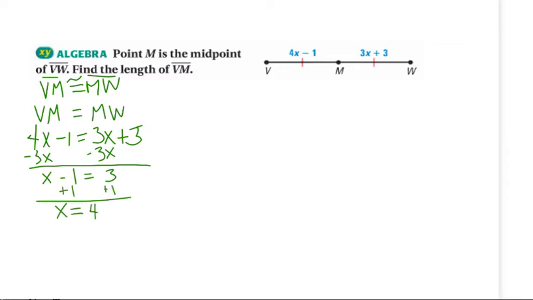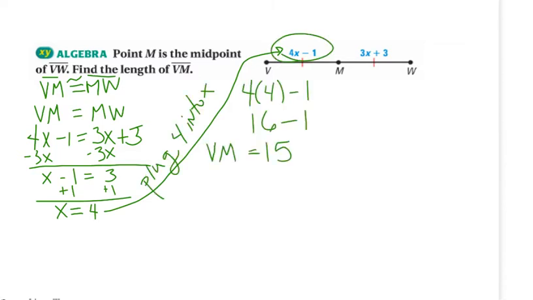But if you reread the directions above, and this is going to happen quite often, we don't want to just find the x value, we need to find the length of segment VM. Segment VM is right here, so that's this 4x minus 1. So we need to take our value for x equals 4 and substitute it back into this portion of our equation. So our result ends up with the distance from V to M being 15, so the length of segment VM is 15.